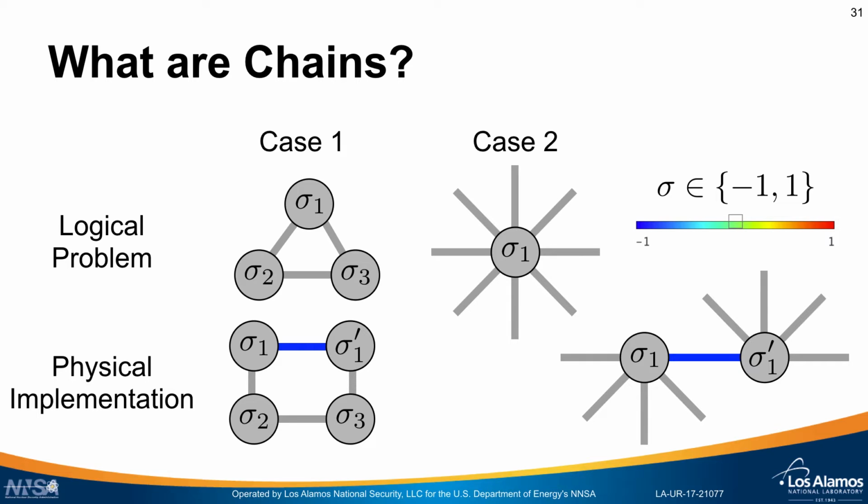In case 2, it's the same idea. You make a new duplicate of the spin variable, and then you connect them with a strong negative coupling, and then you're able to basically get 8 edges connecting a particular spin. So these special edges, which are basically linking these replicated variables, sigma prime 1, are called chains.